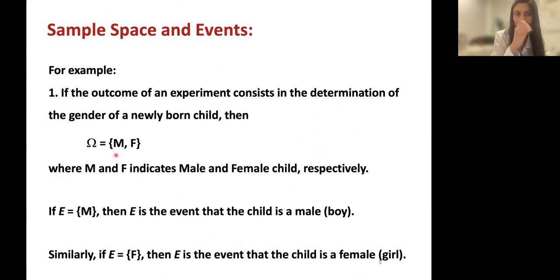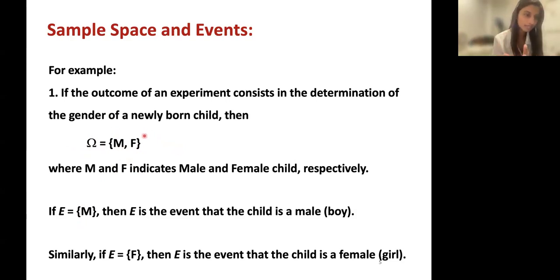Here's just an example. If the outcome of an experiment consists in the determination of the gender of a baby, what is the sample space? The baby is biologically born either as a male or a female. So this is your sample space, capital omega. M is male, F is female. It can be just one of these, unless you have twins. There's just one child being born, either male or female.